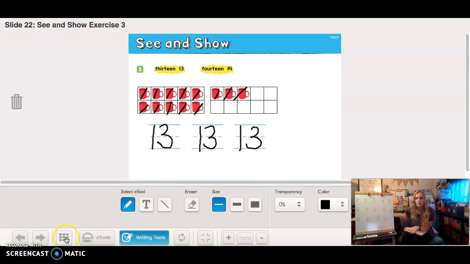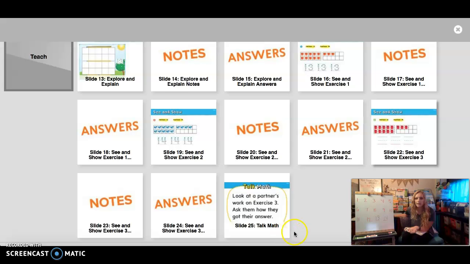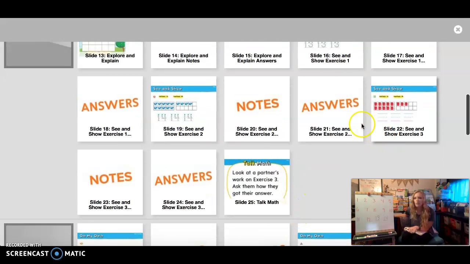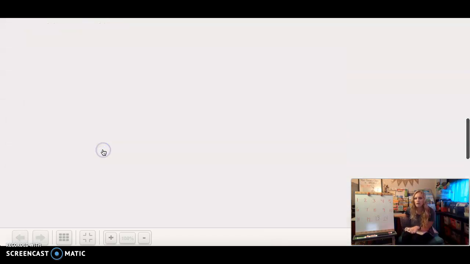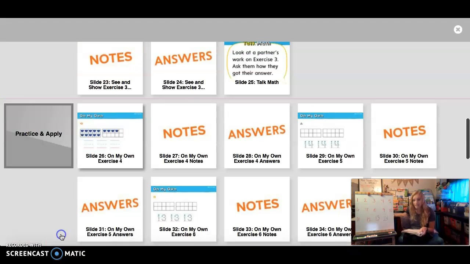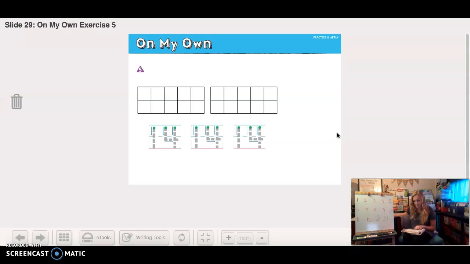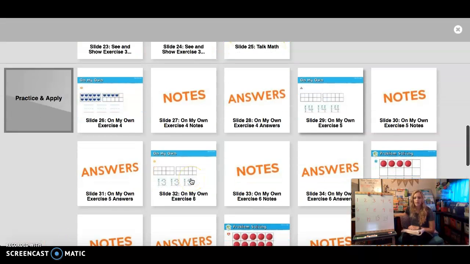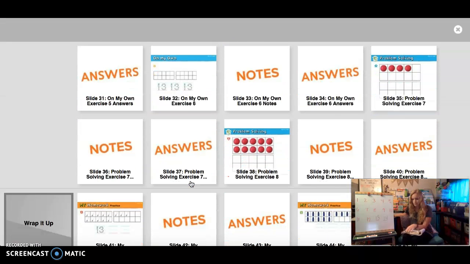There we go. All right, before you pause me, we'll go ahead and skip to our on my own. You've got some more bowls to count and then write the number, but the next two are the opposite. They've got the number for us to trace, but there's nothing in the tens frames. So what do you think you're going to do? Your job is to fill in the tens frames to show that number, okay? So go ahead and pause me and then catch me on problem solving.